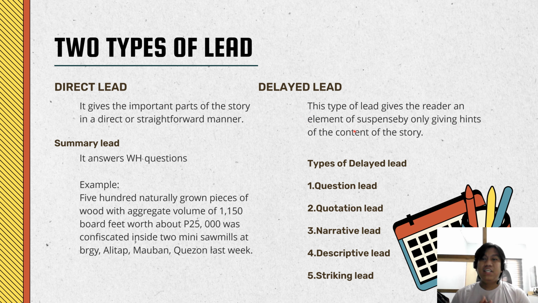So now let's discuss the delayed lead. This type of lead gives the reader an element of suspense by only giving hints of the content of the story. A delayed lead, as its name implies, does not give important parts of the news directly. It entices the readers by only giving hints of the content of the story. It is usually used in feature stories, and there are five types of delayed lead: the question lead, quotation lead, narrative lead, descriptive lead, and the striking lead.